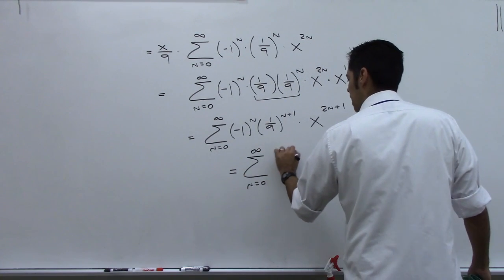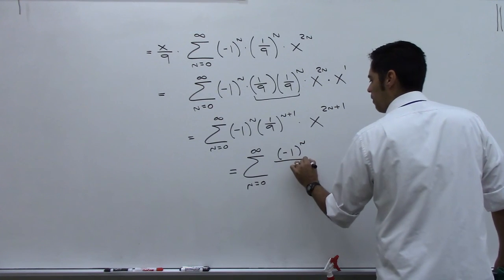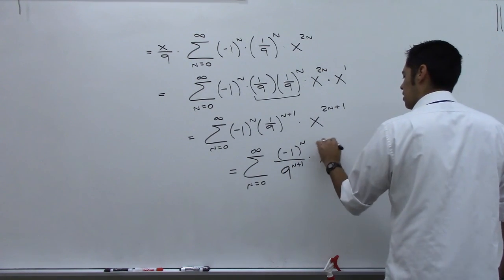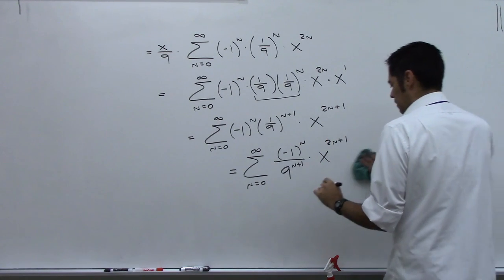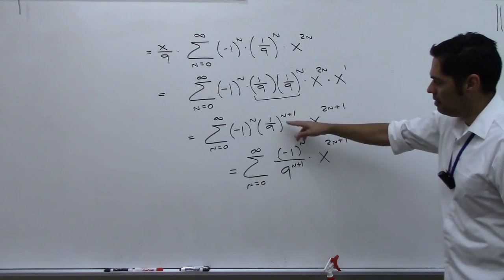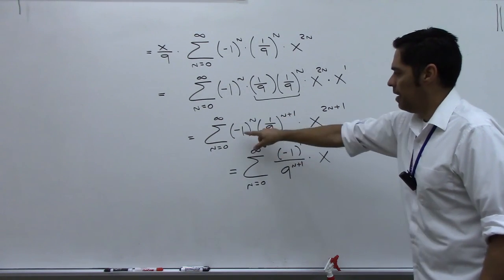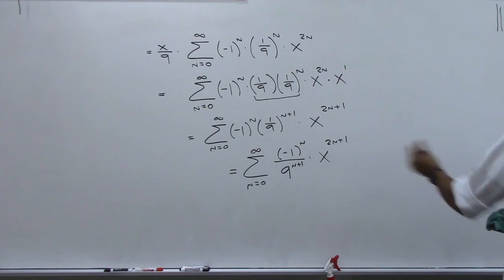I can write that as negative 1 to the n over 9 to the n plus 1 times x to the 2n plus 1. So there's my power series. All I did was what I've been doing before. I did the power on the 1 and the 9, and then the negative 1 to the n on top. So that's our power series.